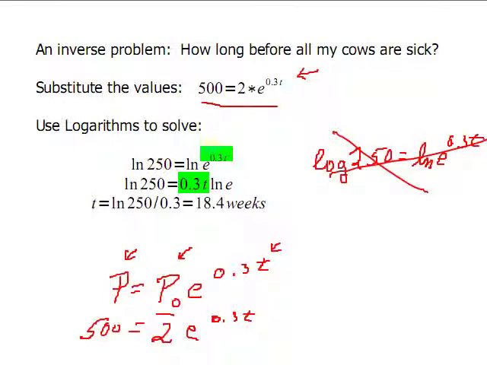Now, this is very convenient because the ln of e is 1. So all I have to do is divide by the 0.3, and I find that in 18.4 weeks, the whole herd is gone. It seems like if in 2 weeks, that 2-week vacation, not very many cows got sick, now suddenly here I am only 18 weeks later and the whole herd is gone. That's because this is an exponential equation. If you remember the graphs for exponential equations, they might start off a little bit like this, and then they really take off. So while you didn't see much change here in 2 weeks, by 18 weeks you're way up here and you've lost your whole herd.